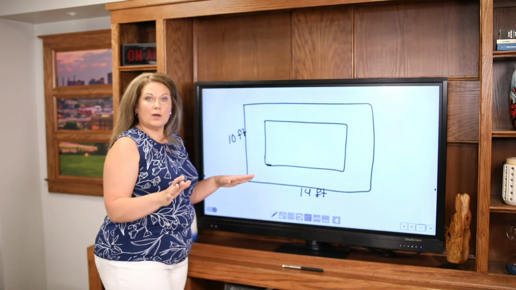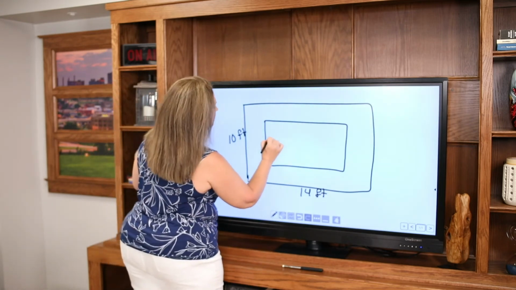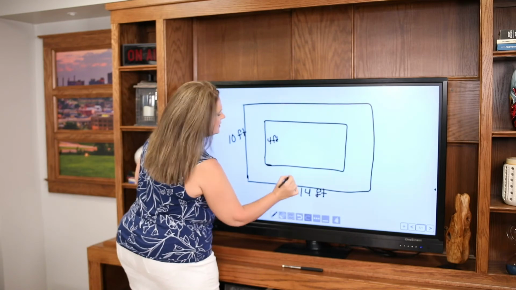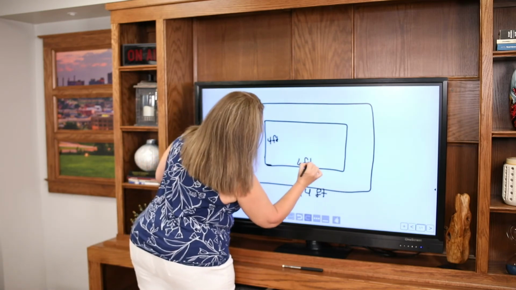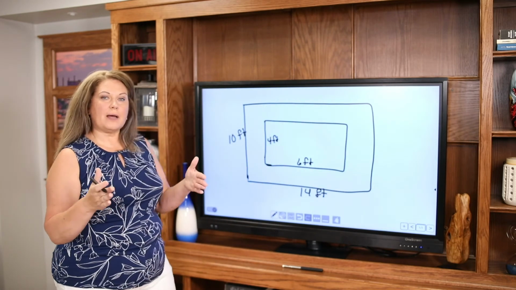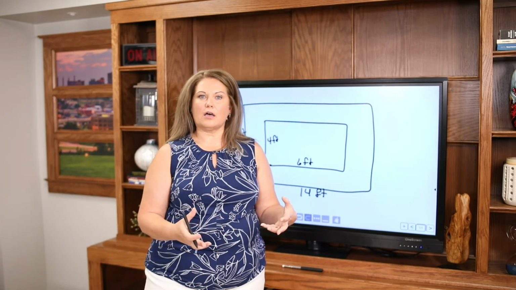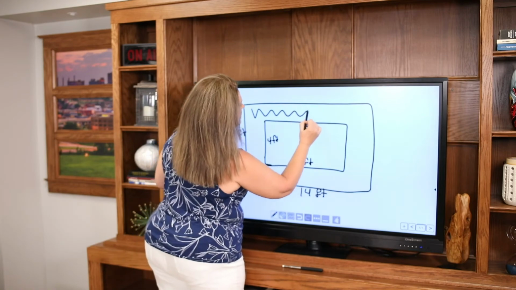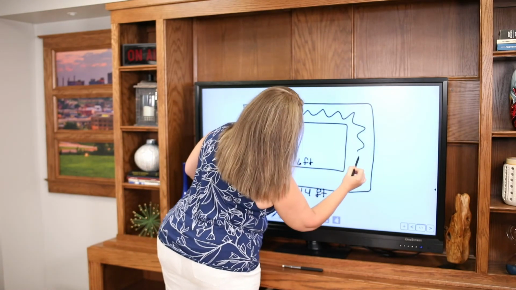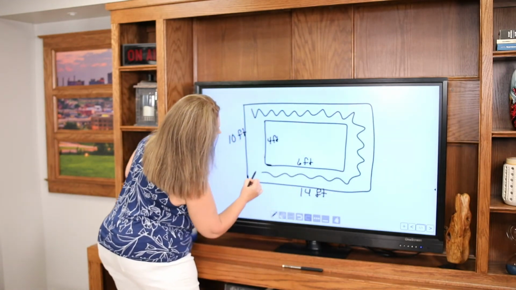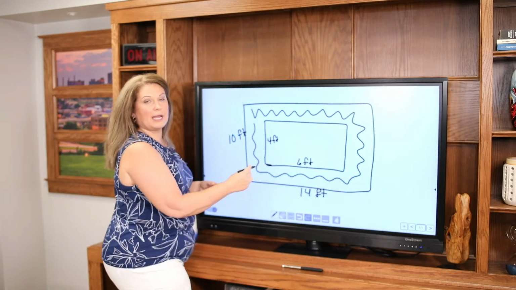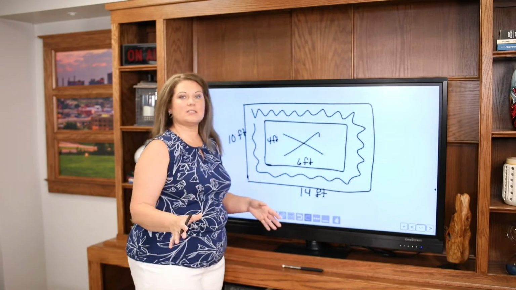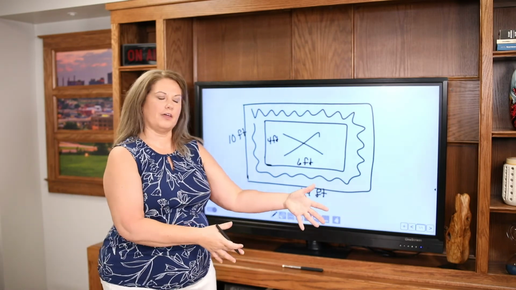The window has its own dimensions. It's going to be 4 foot by 6 foot. Now, when we talk about taking that window out of the wall, we're only going to be painting this area right here. I do not want to buy paint for the window. That's going to cost me money. I don't want to spend it because I have money to spend on other things.